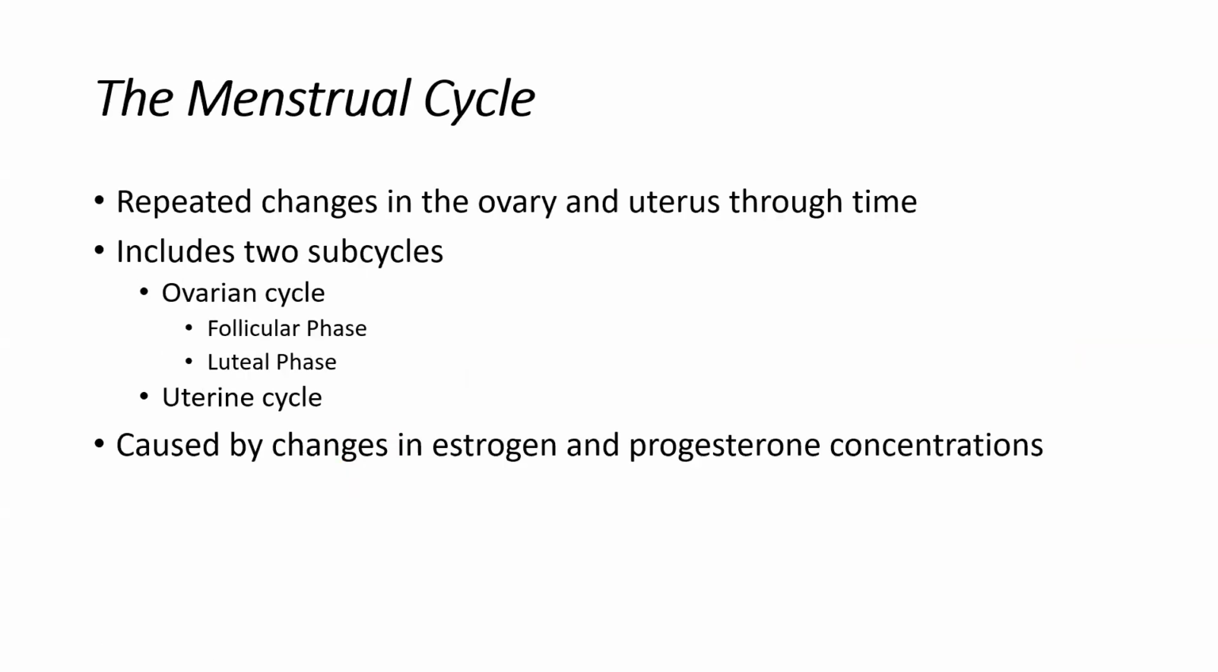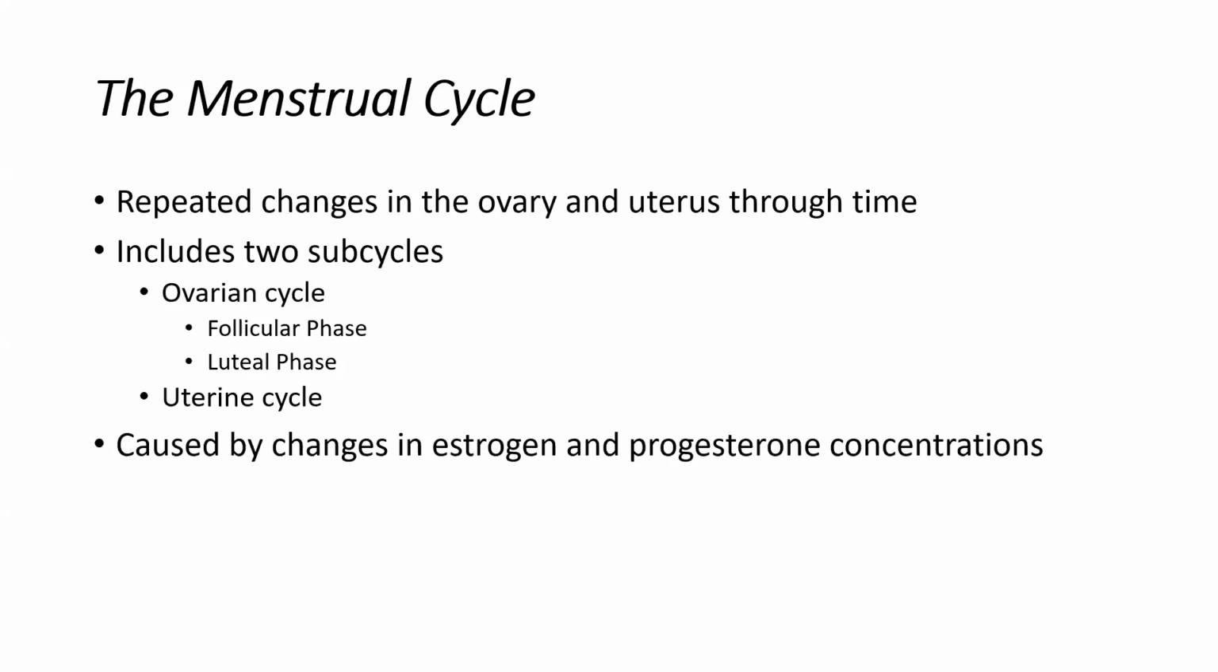So now we'll move on to speak about the various events of the menstrual cycle. There are two separate events taking place here. There's the ovarian cycle, which are the events taking place in the ovaries, and then there's the uterine cycle, which are the events taking place in the uterus. So they're two different perspectives of looking at the same series of events in the female reproductive tract. We'll start out with the ovarian cycle, which has two subcycles, the follicular phase and the luteal phase, and then we'll talk about the uterine cycle, which has three different subcycles as well.